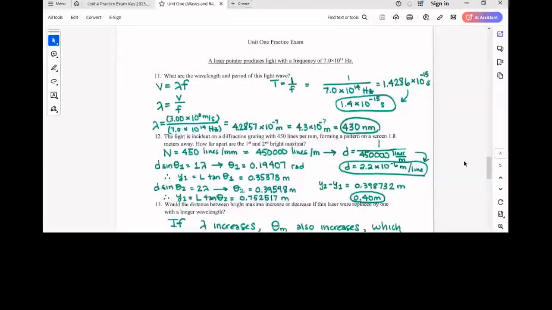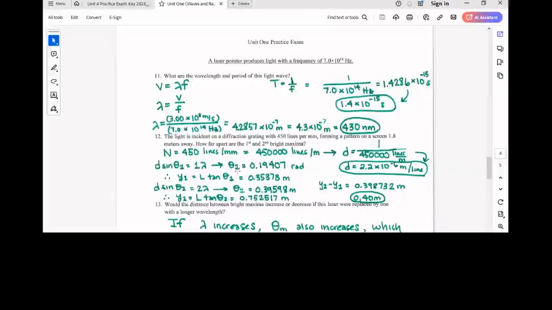That's 2.2 times 10 to the negative 6 meters between pairs of lines, but we can just take this unit to be meters. Because we're working with a diffraction grating, the expression that we're going to want is d sine theta m is equal to m times lambda. And we're trying to find not just one bright maximum, but 2. So I'm going to plug in m is equal to 1 for one of these. Then the second time around, I'm going to plug in m is equal to 2.